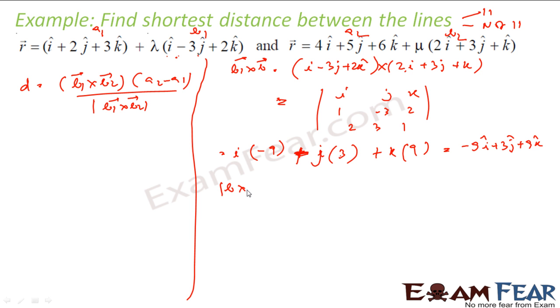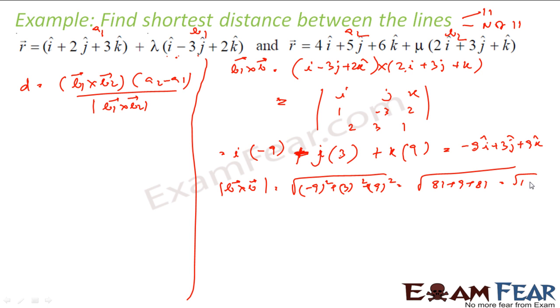So the magnitude of B1 cross B2 will be the magnitude of this, that is root of minus 9 square plus 3 square plus 9 square, right? So this is 81 plus 9 plus 81, that is root 171, correct? And that is nothing but 3 root 19. So I got the magnitude of B1 cross B2 also.